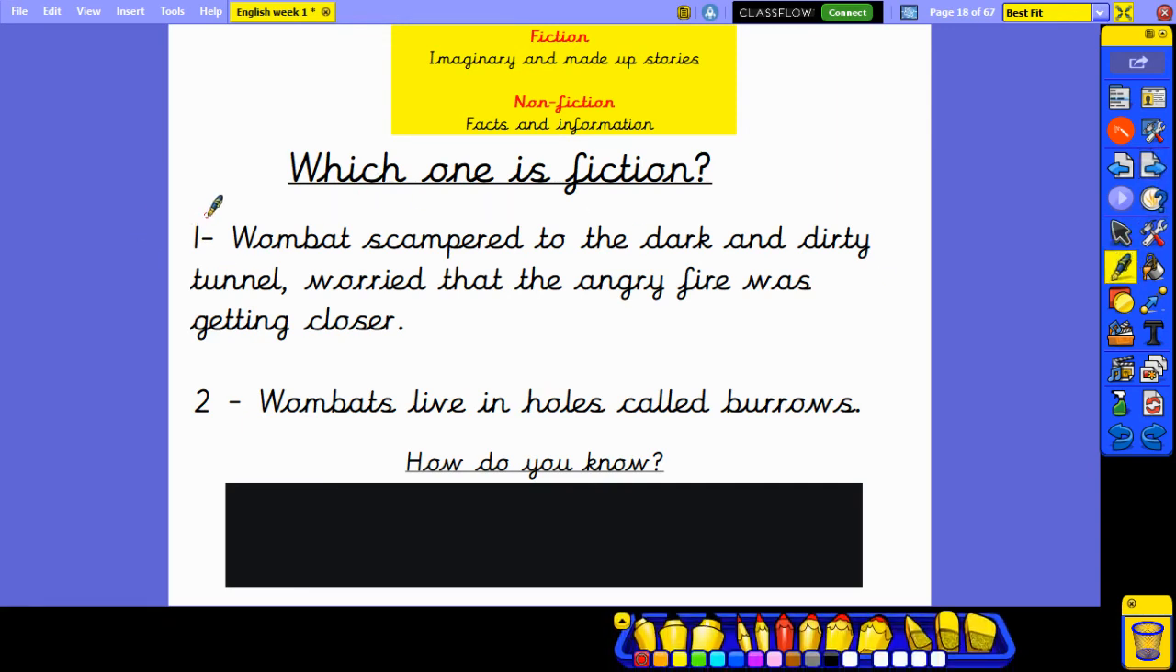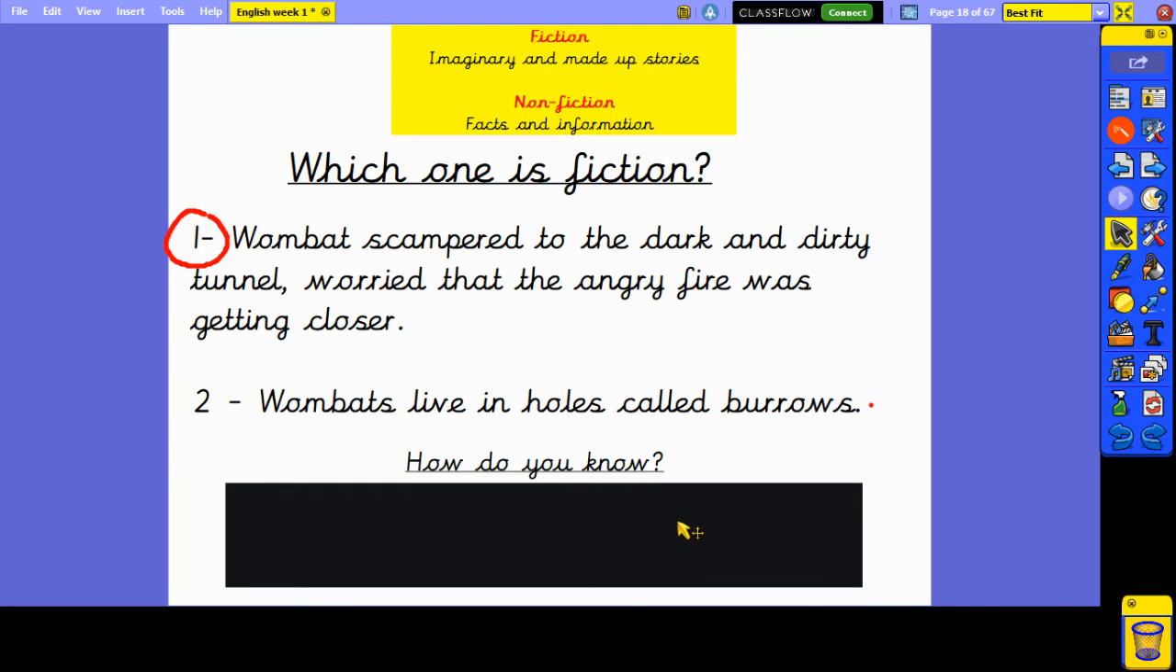Sentence number 1 was fiction. Sentence number 2 tells us a fact about wombats. This is true. Wombats live in holes called burrows. This one is a non-fiction sentence. Number 1 is fiction. There's another clue.